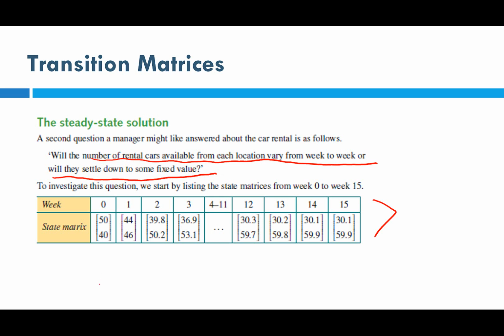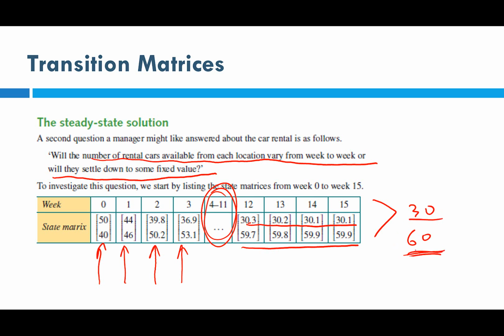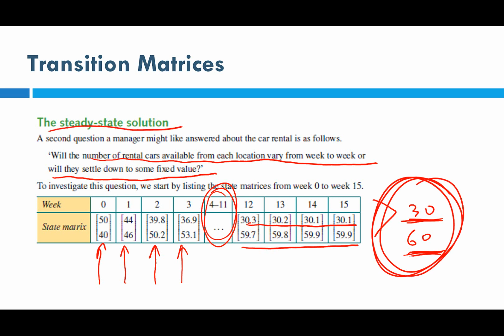So in this situation, you notice initially we had 50, 40, then it went to 44, 46, then it went to 39, 39.8, 50.2. Can you see this? After 3 weeks, between 4 to 11, look what happens up here. Look at this after 12 weeks, this is getting closer to 30. This one's getting closer to 60. Can you see? So this now tells me there's going to be a balance of 30-60 after 20 weeks, 30 weeks, 40 weeks, 50 weeks. We're going to get to something called a steady state solution.